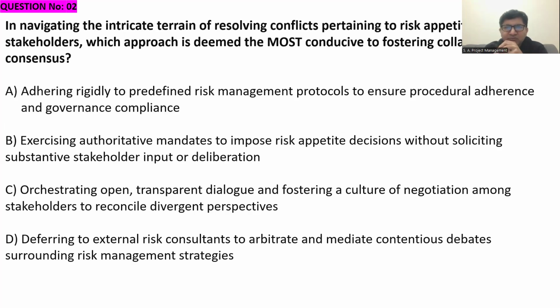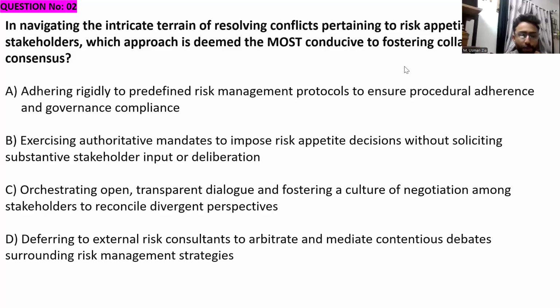Question number 2. Osman, can you please help with this question? In navigating the intricate terrain of resolving conflicts pertaining to risk appetite among stakeholders, which approach is deemed the most conducive to fostering collaboration and consensus? Option A, adhering rigidly to predefined risk management protocols to ensure procedural adherence and governance compliance. Option B, exercising authoritative mandates to impose risk appetite decisions without soliciting substantive stakeholders' input and deliberation. Option C, orchestrating open, transparent dialogue and fostering a culture of negotiation among stakeholders to reconcile divergent perspectives. Option D, deferring to external risk consultants to arbitrate and mediate contentious debates surrounding risk management strategies.